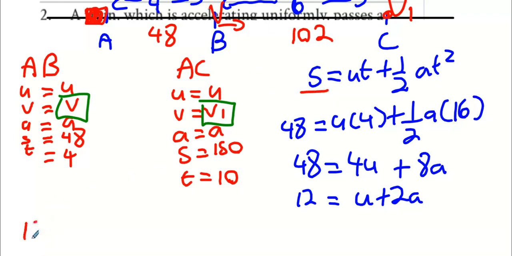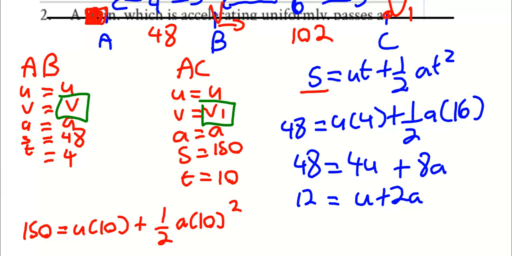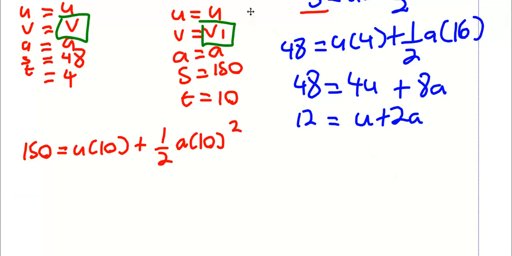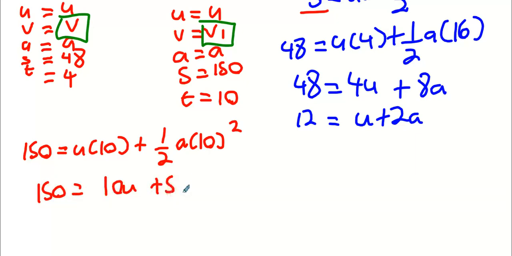I'm going to do the same thing with the 150. I'm going to have 150 equals U times 10 plus a half A times 10 squared, yeah? Once again, need more board space. And who got 150 equals 10U plus 50A? Divide both sides by 10. 15 equals U plus 5A.